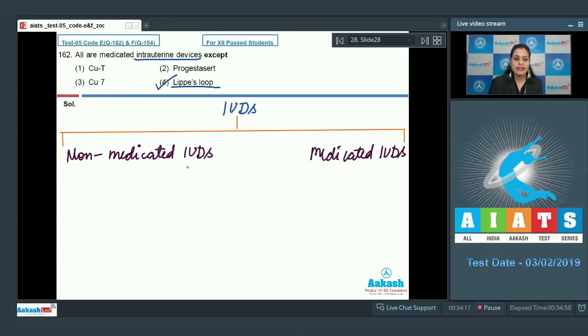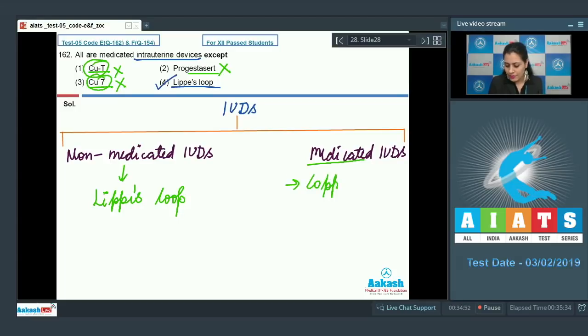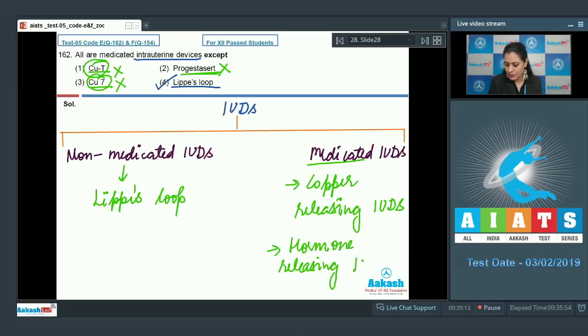An example of non-medicated IUDs is lippes loop. Whereas the rest of the options, that is copper T, copper 7 and progestasert, are the incorrect options because these are medicated IUDs. In them also, copper T and copper 7 are copper releasing IUDs, whereas progestasert is a hormone releasing IUD. So the correct answer to this question is option number 4. Let's discuss our next question.